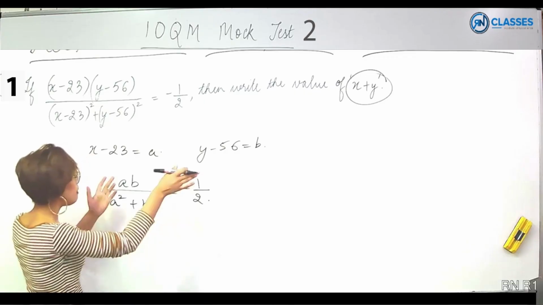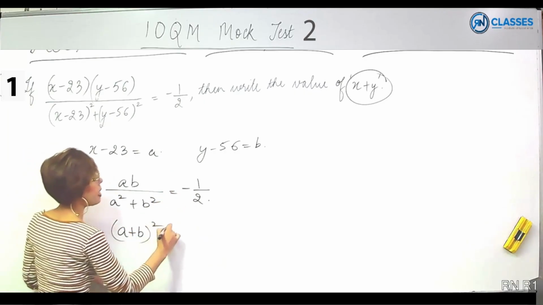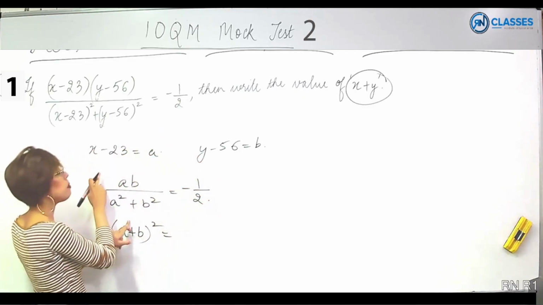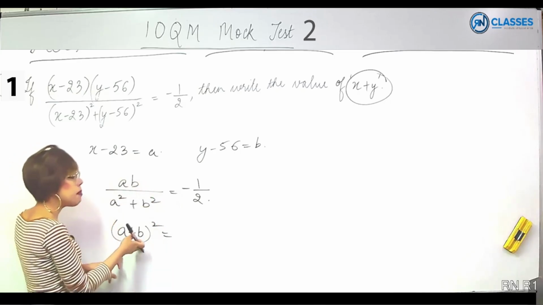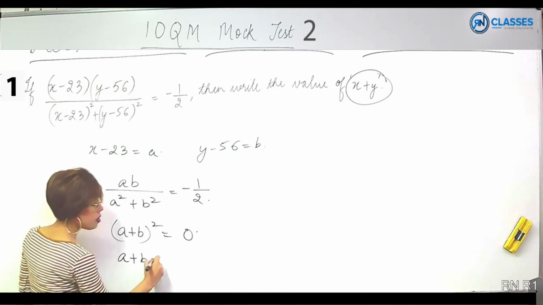Right, if I cross multiply, basically I'll get A plus B whole square. As you can see, why? Because minus A square minus B square, if I shift to this side, so A square plus B square plus 2AB, which is A plus B whole square, which is equal to 0. Right, that means A plus B is equal to 0.